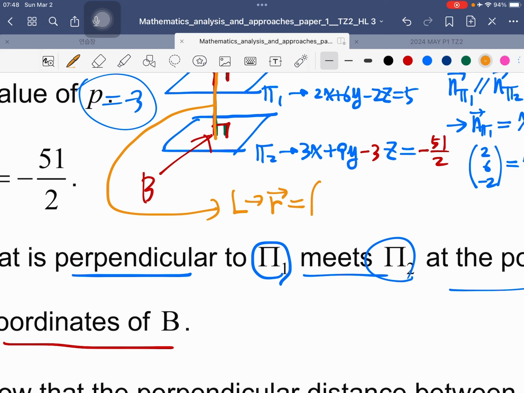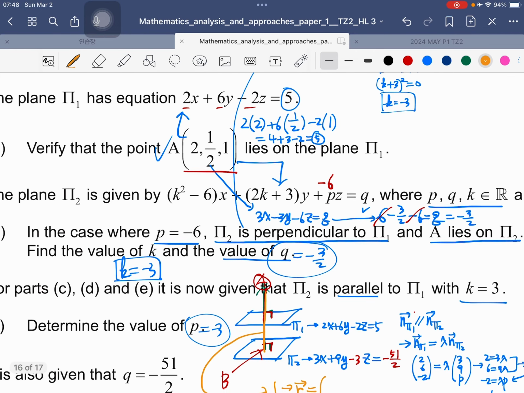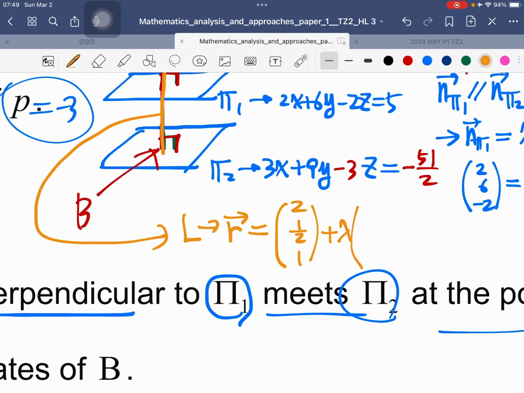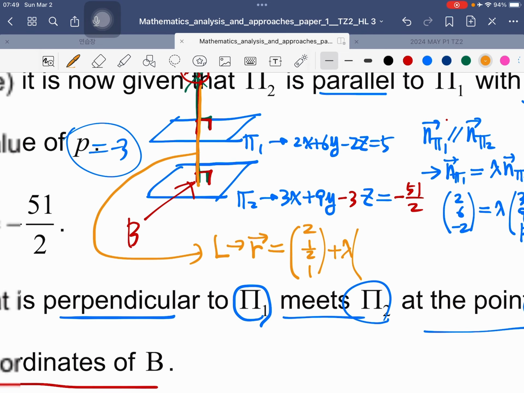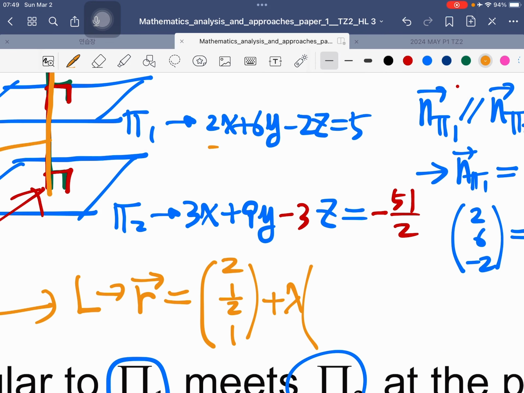Because it passes through point A, whose coordinate is (2, 1/2, 1), the line is point A plus lambda times its direction vector. Since the line is perpendicular to the plane, its direction vector is exactly the same as the plane's normal, so it's (6, 18, -6)... (2, 6, -2).